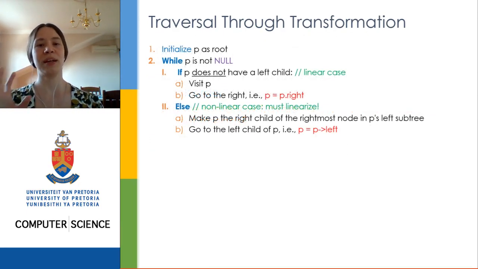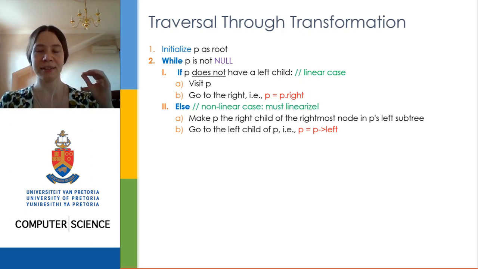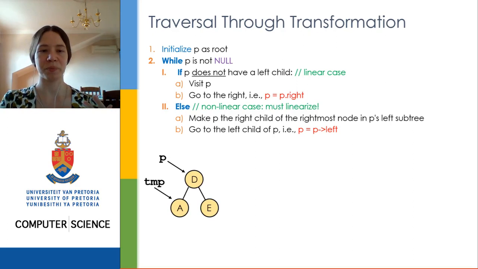Okay, so let's first do a very dumb approach that basically starts at the root and checks for every single node whether that node has a left branch, and if it does, it basically gets rid of the left branch. So let's look at what's happening here.